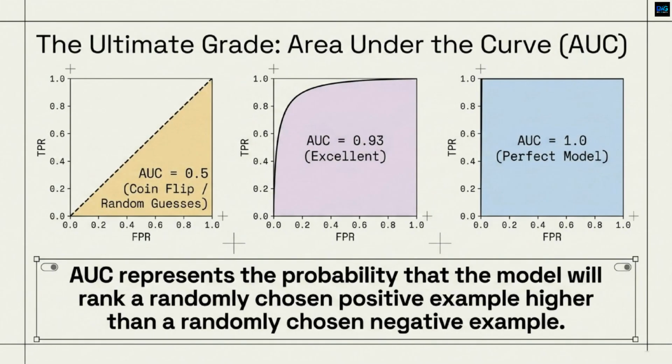The area under the curve, or AUC, summarizes the ROC curve into a single score. An AUC of 1.0 is perfect, while 0.5 represents random guessing. It measures the probability that the model will rank a randomly chosen positive example higher than a negative one, providing a powerful metric for comparing models.